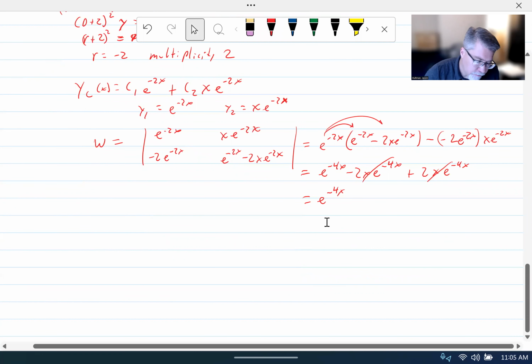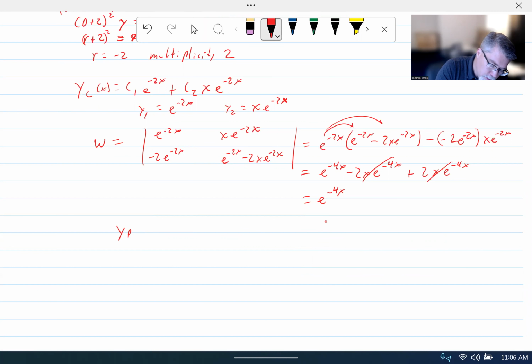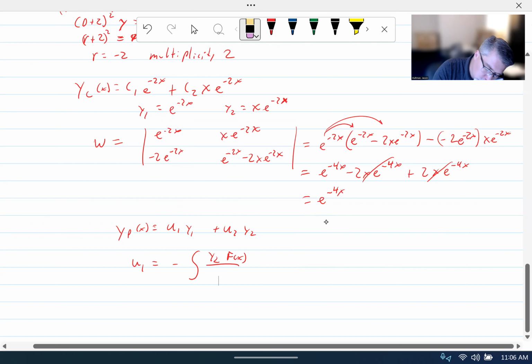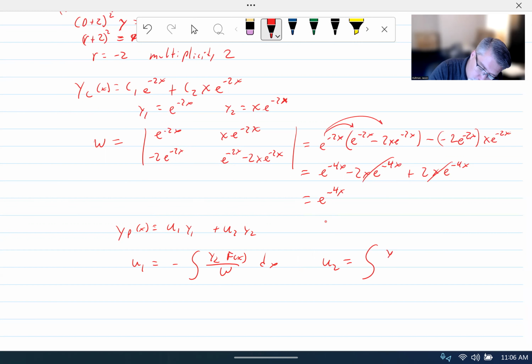Okay, so I have my complementary function. I need my particular solution. That's yp of x is equal to u1 y1 plus u2 y2. And so u1 is equal to negative integral of y2 f of x over the Wronskian dx, and u2 is equal to the integral of y1 f of x over the Wronskian dx.